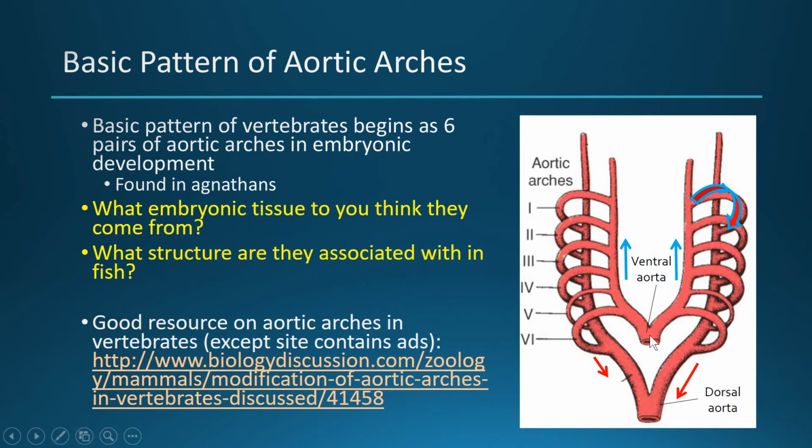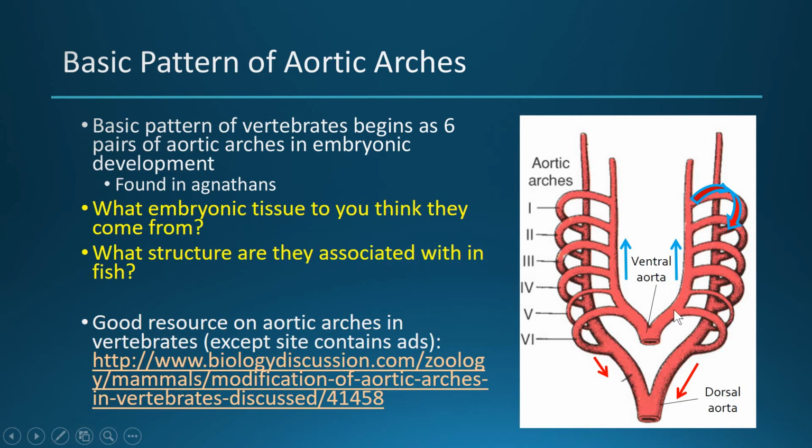You've got a ventral aorta coming out of the heart that would be poor in oxygen, and then it goes through these arches. If you see here, they start numbering. One is farthest away, closest to the head. So 1, 2, 3, 4, 5, 6. Six is closest to the heart.